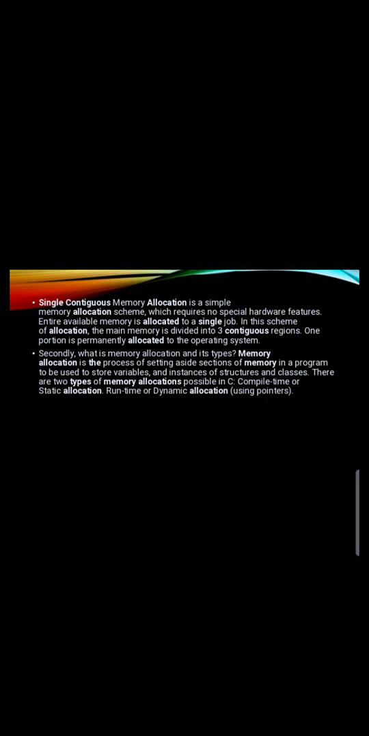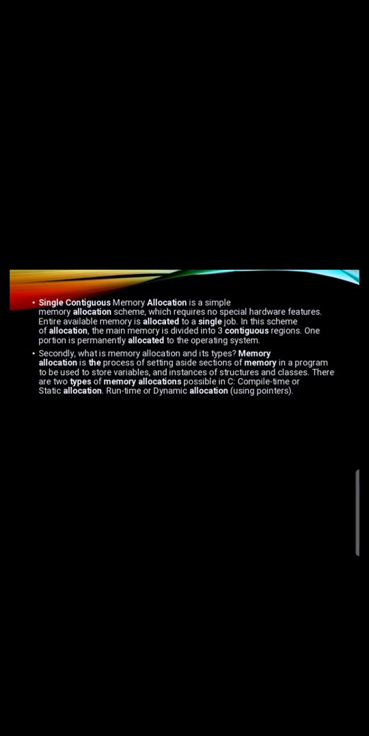Single contiguous memory allocation is a simple memory allocation scheme which requires no special hardware features. Entire available memory is allocated to a single job. In this scheme of allocation, the main memory is divided into three contiguous regions. One portion is permanently allocated to the operating system.